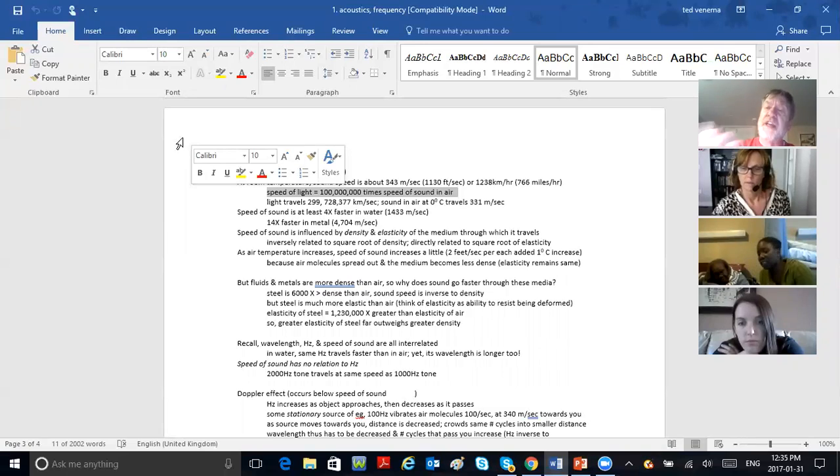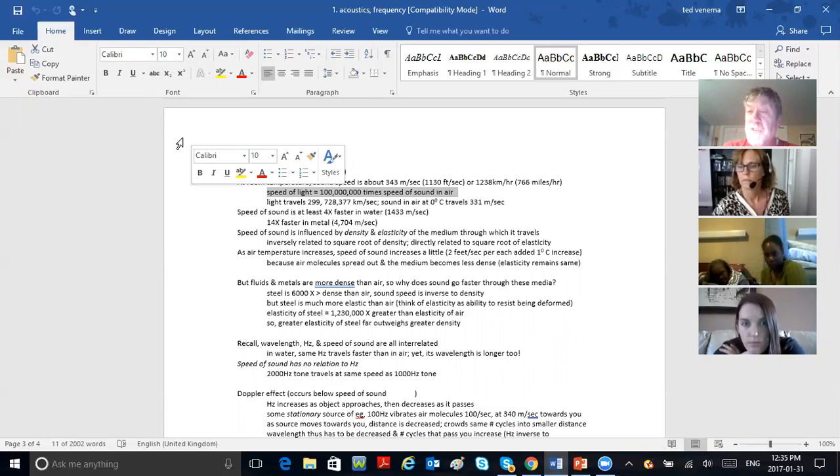How long does it take light from the sun to get to the earth? 8 minutes. How long does it take light to get from the moon to the earth? 3 seconds. How long does it take light to get from your bedroom ceiling to your eyeball? A very, very, very short time.